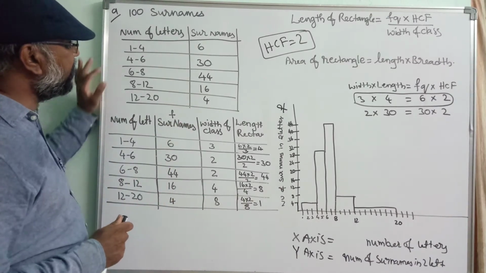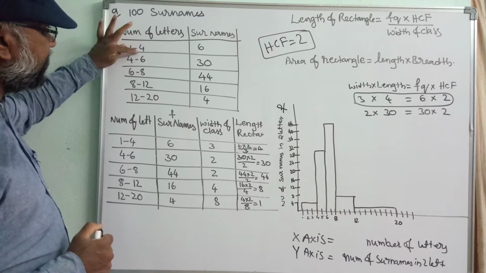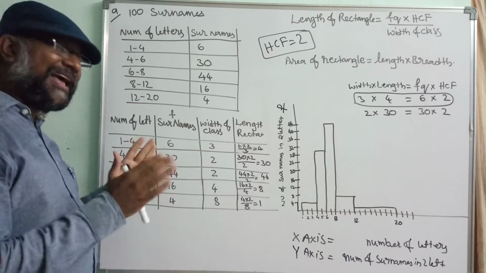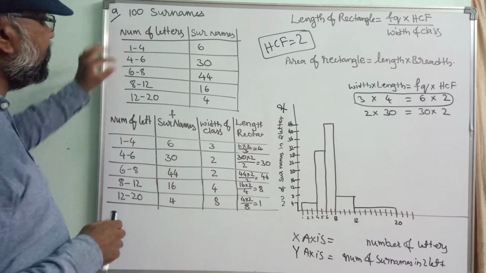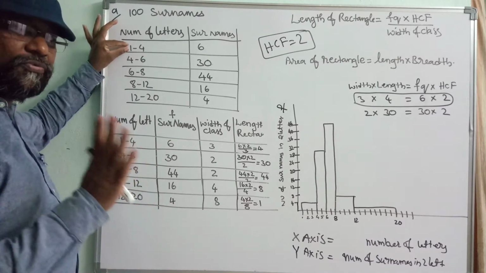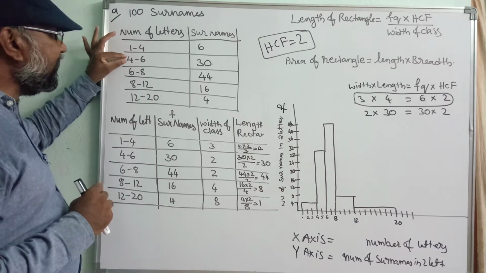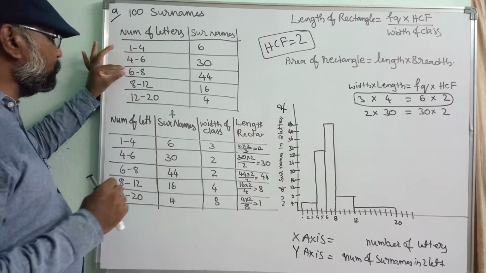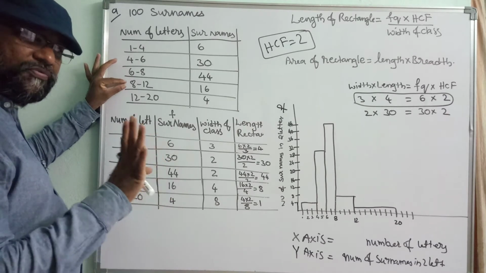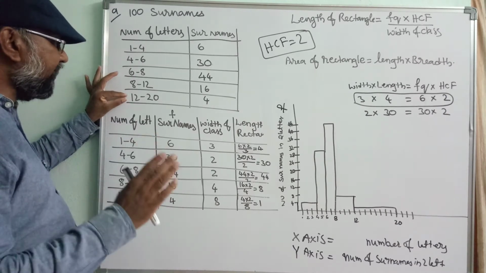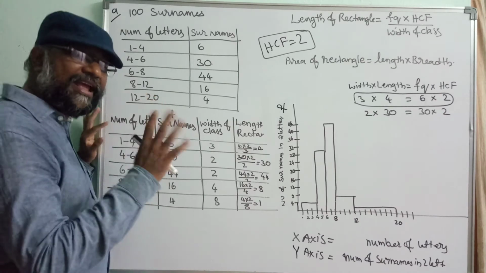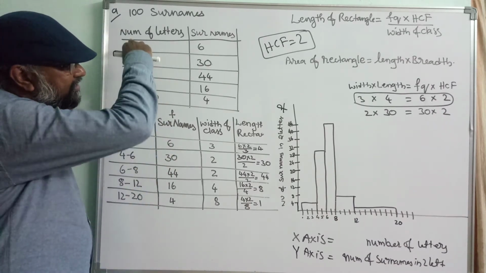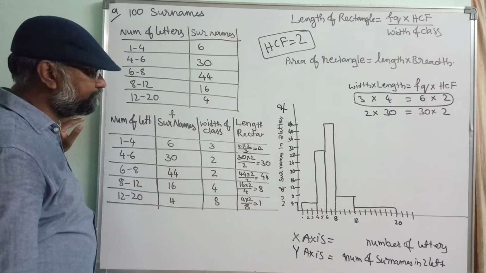Now if you see this class interval, they are continuous, but the class size is not the same. Here the class size is 4, the difference is 4. Here 6 minus 4 is 2. Here 8 minus 6, 2. Here 12 minus 8, 4. Here 20 minus 12, that is an 8 difference. So the widths of the class intervals are different.